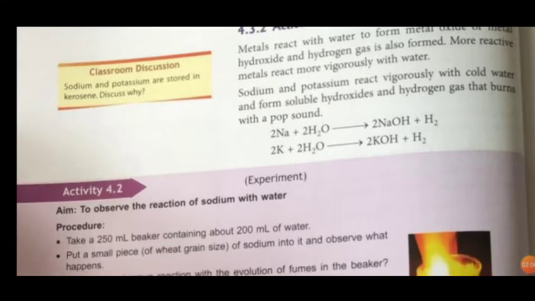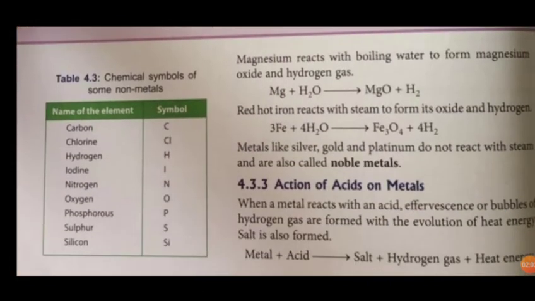And then comes magnesium. It doesn't react with cold water, but it reacts with boiling water, this time to form magnesium oxide. In the case of sodium, potassium and calcium, metal hydroxides were forming. But magnesium reacts with boiling water to form magnesium oxide with the production of hydrogen gas. And then come metals like zinc, aluminium and iron.